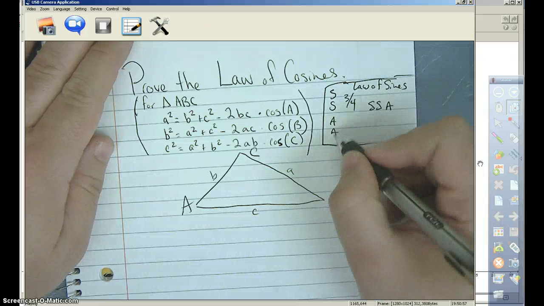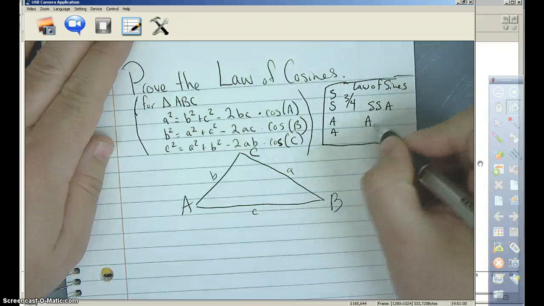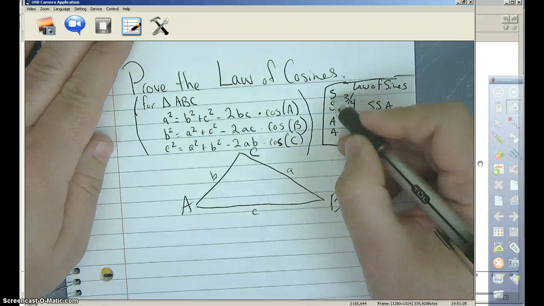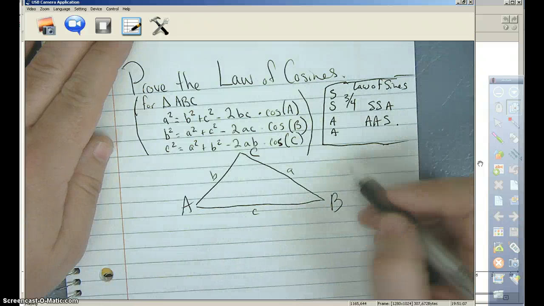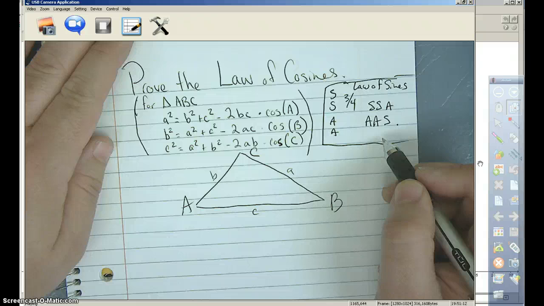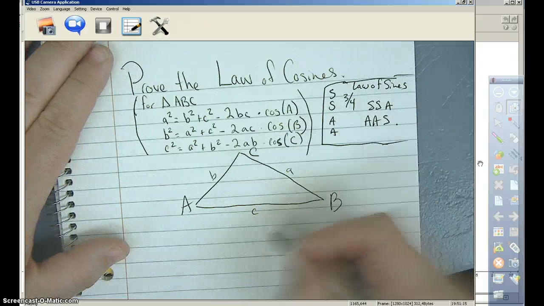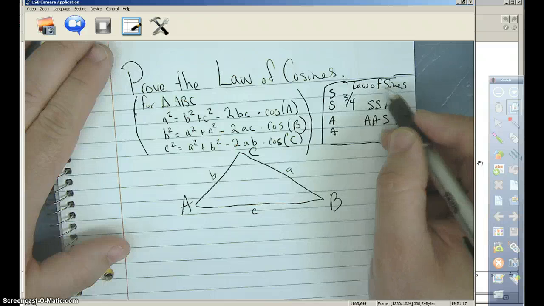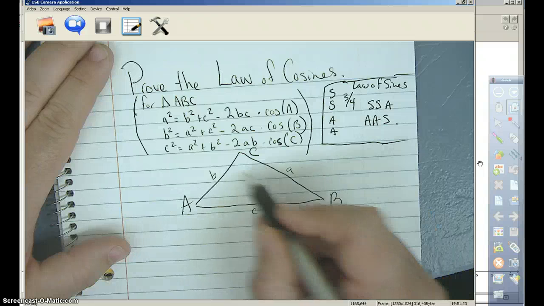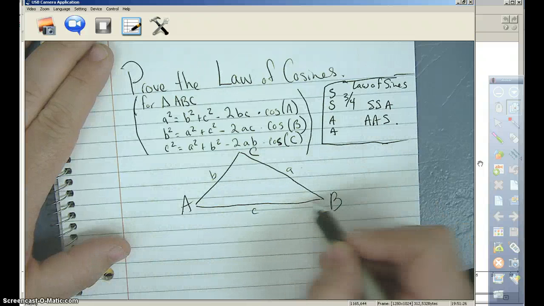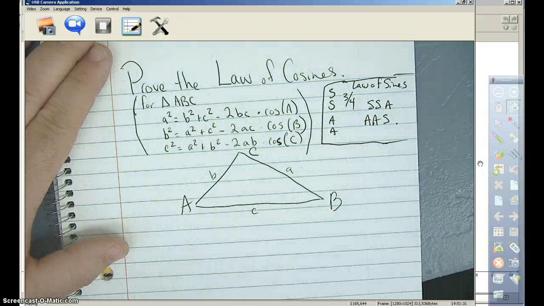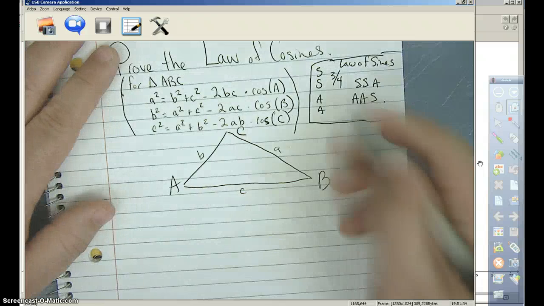If I know, let's say, angle, angle, side, then I can use the law of sines. But unfortunately, these have to be opposite, they're pairs that are opposite each other. I can't do it for angle, side, angle, because I've got to have at least one ratio. If I only knew B, C, and A, I don't have an angle opposite B, I don't have an angle opposite A, and I don't have a side opposite C, so I can't write those ratios. So the law of cosines is different.